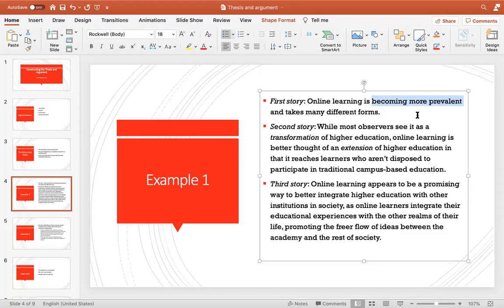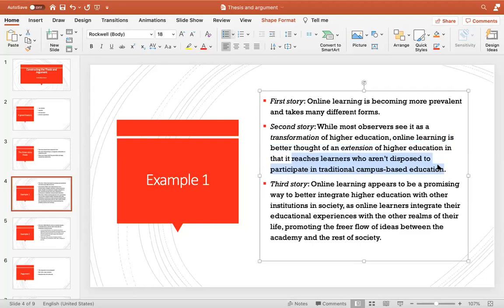The second story thesis statement says over here, while most observers see it as a transformation of higher education, online learning is better thought of as an extension of higher education, in that it reaches learners who are not disposed to participate in traditional campus-based education. So this second example is saying that online learning is an extension of higher education because it is reaching those people who cannot physically be present on campus.